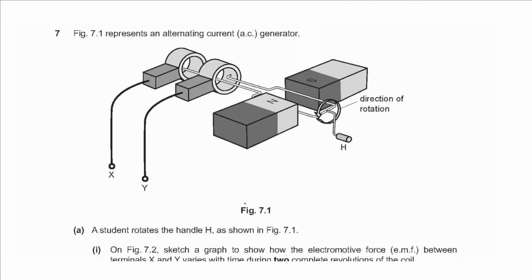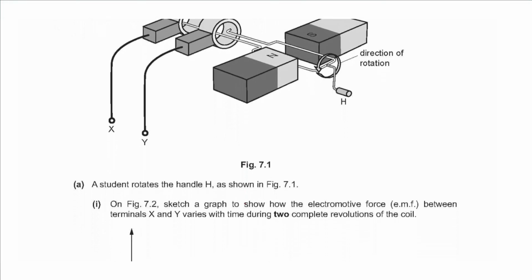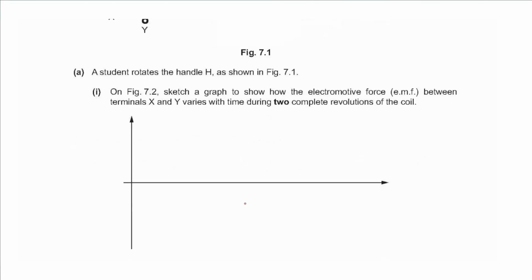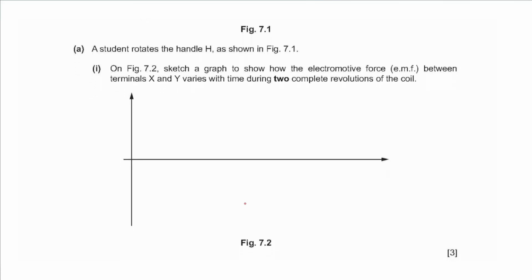Question 7 says figure 7.1 represents an alternating current generator. A student rotates the handle H as shown in figure 7.1. On figure 7.2, sketch a graph to show how the electromotive force between the terminals X and Y varies with time during 2 complete revolutions of the coil. So we have alternating current with the peaks equal on each side, positive and negative. So we limit ourselves here with equal amplitudes, and we want to be as neat as possible.